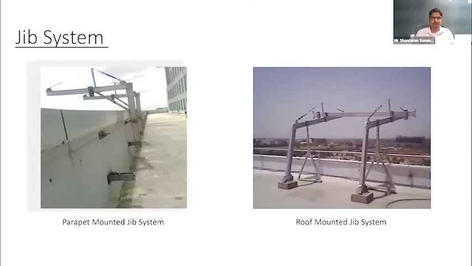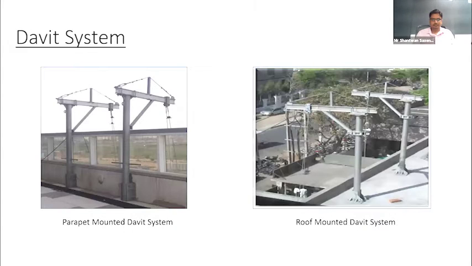This one is the jib system, the parapet mounted jib system and the roof mounted jib system. In the parapet mounted jib system, the brackets are mounted onto the RCC parapet, and in case of the roof mounted jib system, the brackets are mounted on the roof slab. In case of a parapet mounted system, there is an advantage that the terrace is not occupied with the facade access system. In case there are some MPV surfaces coming, in that situation, we suggest to use a parapet mounted system.